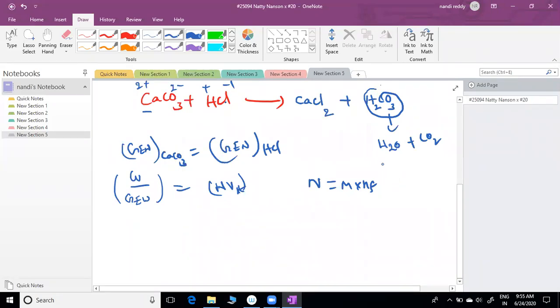That is the reason I'm requesting you people, revise your chemistry notes every day for half an hour early morning, other than what you are studying. Then you can remember all the formulas very fast, and then you can apply them.